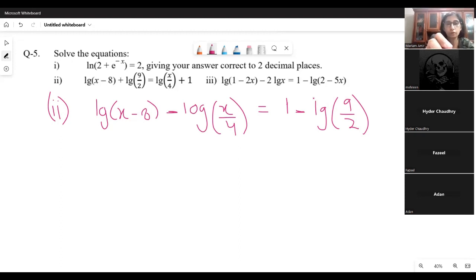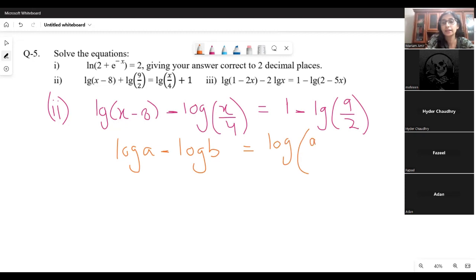Left hand side, however, we'll simplify using log a minus log b. What is log a minus log b equal to? log a over log b. No, not log a over log b, log bracket a upon b.